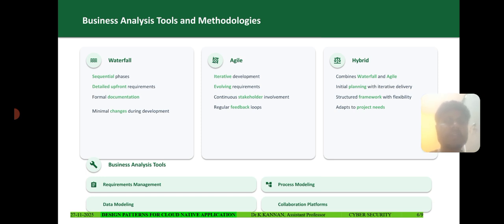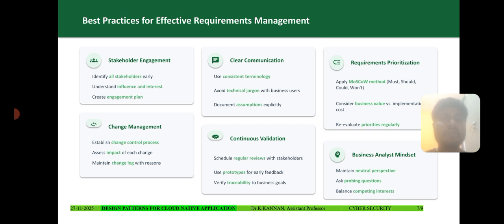Business analysis tools include requirement management tools, process modeling, data modeling, and collaboration platforms, which are very important for business analysis. Next are best practices for effective requirement management: stakeholder engagement, clear communication, requirement prioritization, change management, continuous validation, and business analysis mindset.